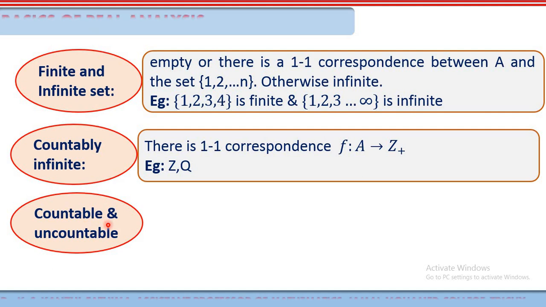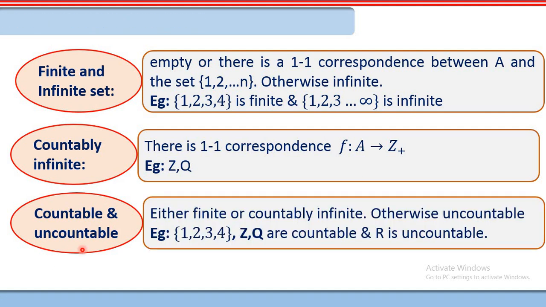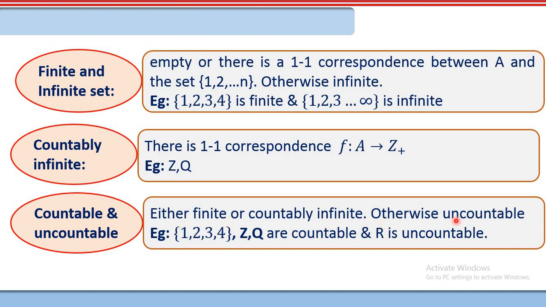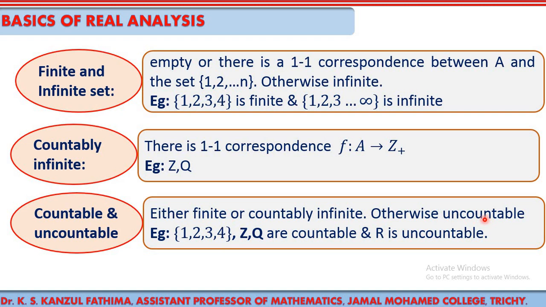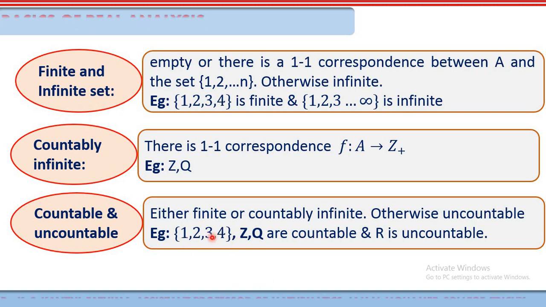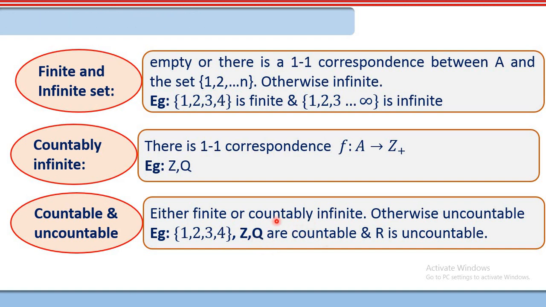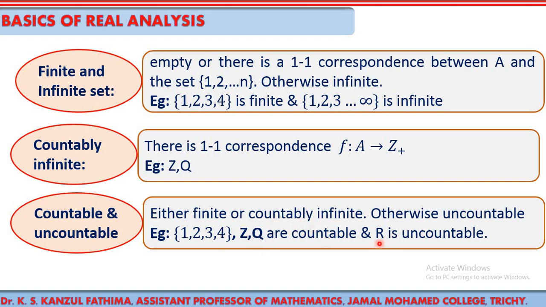Next one is countable and uncountable. A set is said to be countable if it is either finite or countably infinite. Otherwise, the set is said to be uncountable. For example, {1, 2, 3, 4} is said to be countable because this set is finite, and Z and Q are also countable because these sets are countably infinite, and R is uncountable.